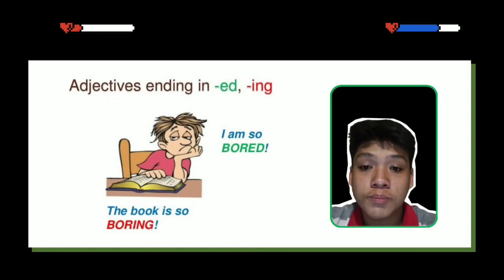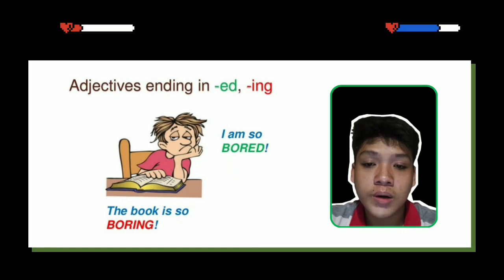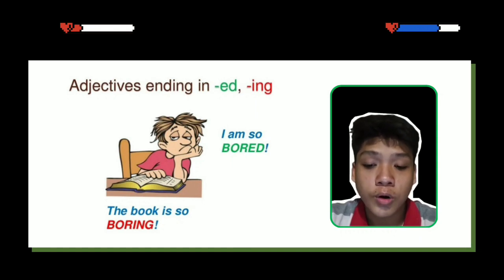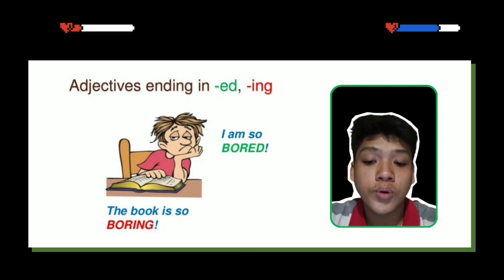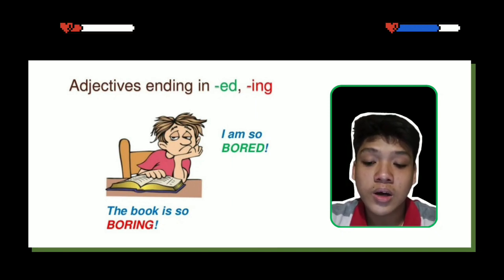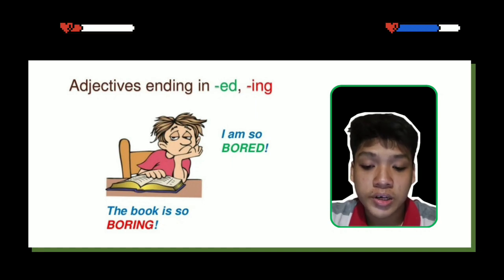Look at the picture. The book is so boring is present participle. I am so bored is past participle. Jadi kalau dibuat kalimat menjadi I am so bored because the book is so boring. So it can be concluded that adjectives ending in ing are used to describe the characteristic of an object, and adjectives ending in ed are used to describe feeling.